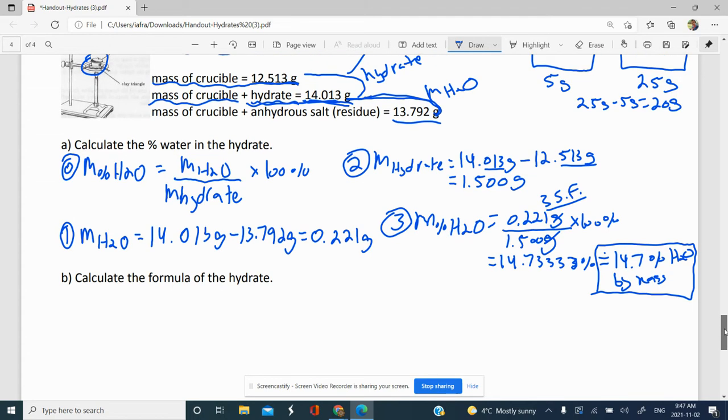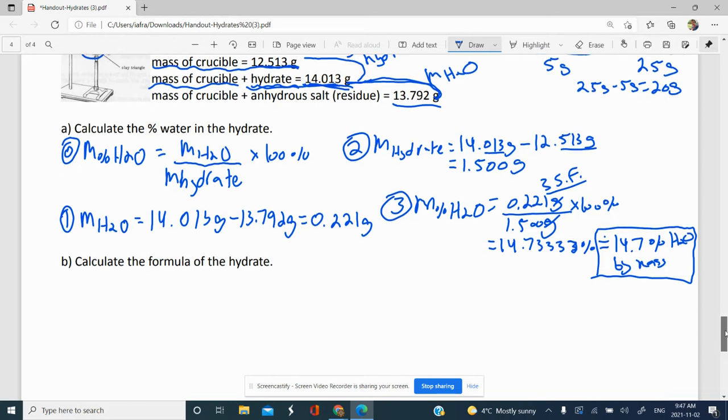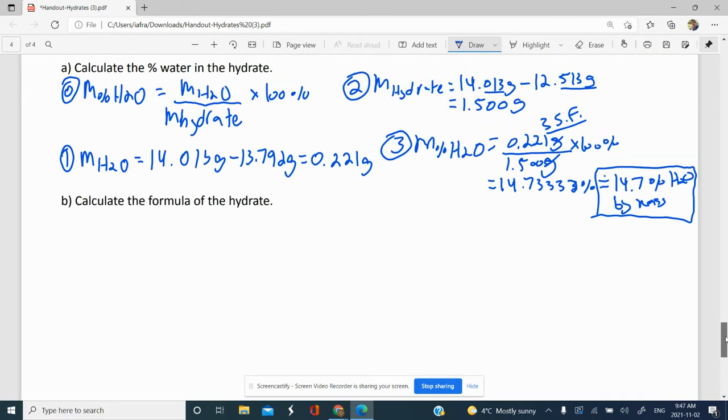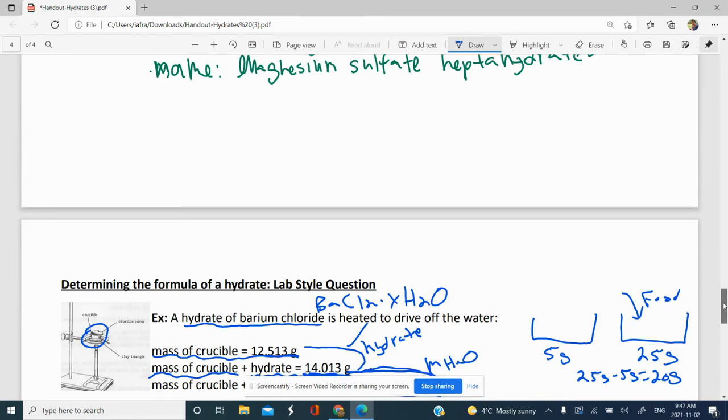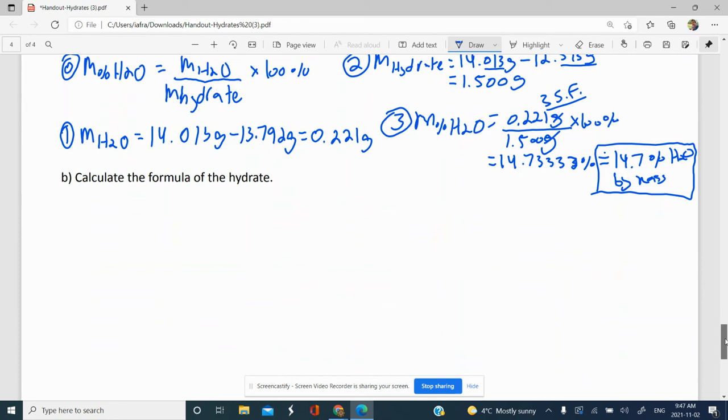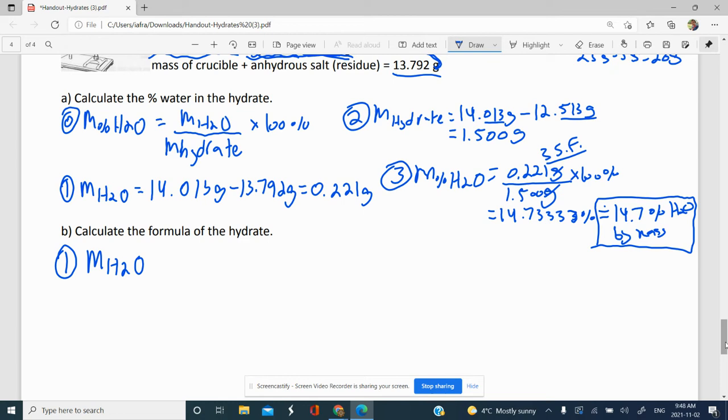So we found our first part, which is calculating the percent of water in the hydrate. Now what we need to do is calculate the formula of the hydrate itself. And so that's basically going to be doing the same steps we've done in previous problems here, just using our mass data. Remember that in our first step, we need to find the mass of water. And luckily, we've already done that. We found the mass of water by doing the above step. We did 14.013 grams minus the 13.792 grams, and we got 0.221 grams of water.